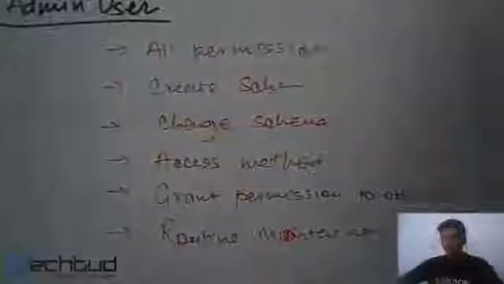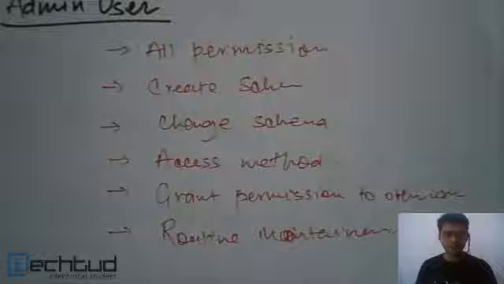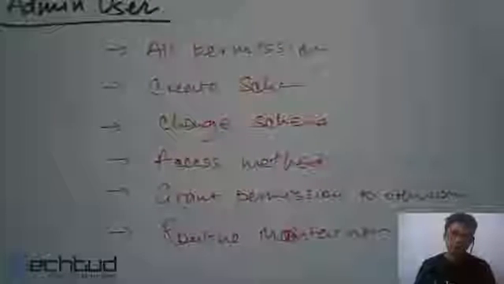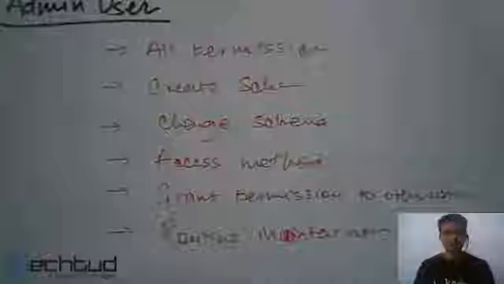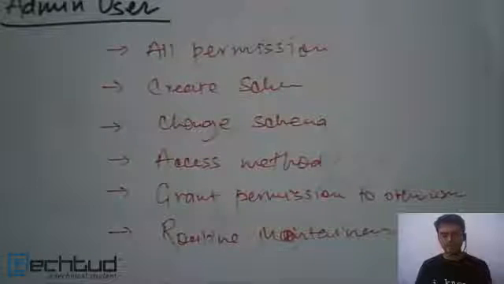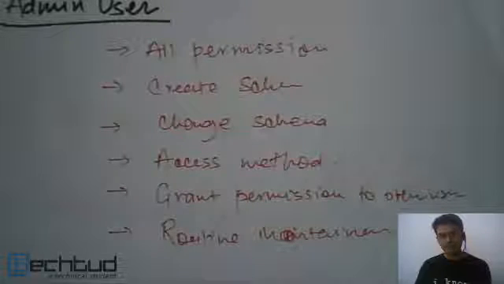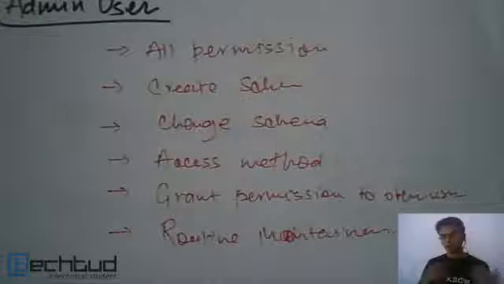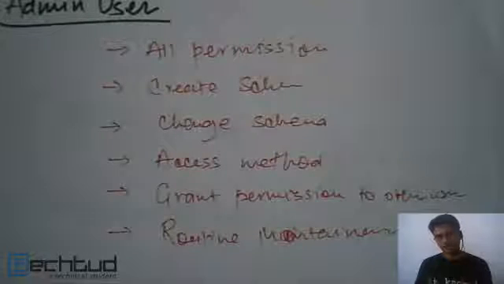So in this lecture we went through the different kinds of users. We studied naive users, application programmers, sophisticated users, and specialized users. At the end we studied the administrator user. The administrator is an all-in-one user who has all the permissions, who grants permissions to others, who can create schema, delete schema, change the definition of schema, and who also does some routine work, for example clearing the logs.